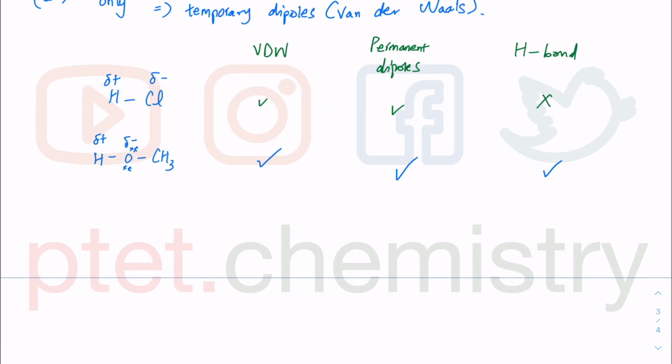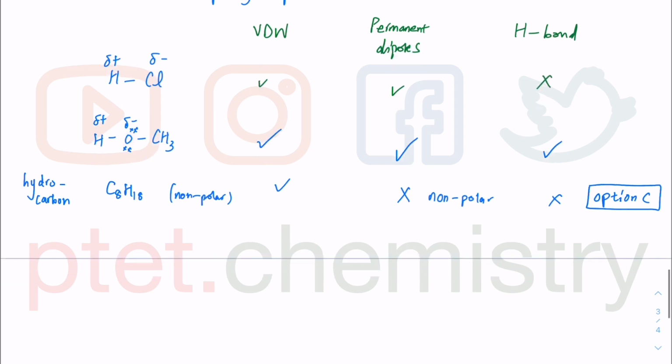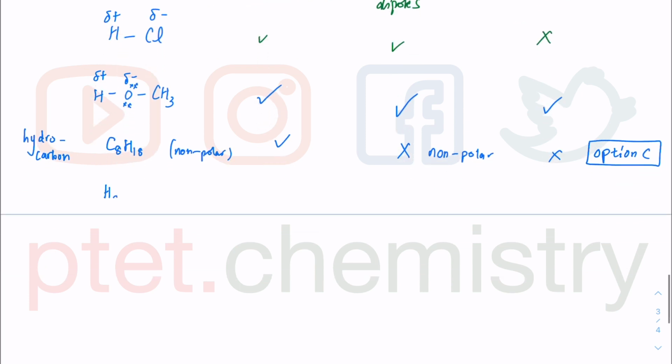Okay. The other option would be octane. Octane is C8H18. This is a hydrocarbon. A hydrocarbon is considered non-polar, even though there's a slight difference in electronegativity between carbon and hydrogen. These are usually negligible and we can call them non-polar. Definitely they do not have hydrogen bonds, and we are looking at option C as the only one that has only van der Waals.